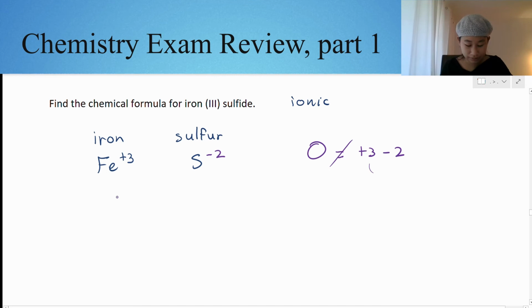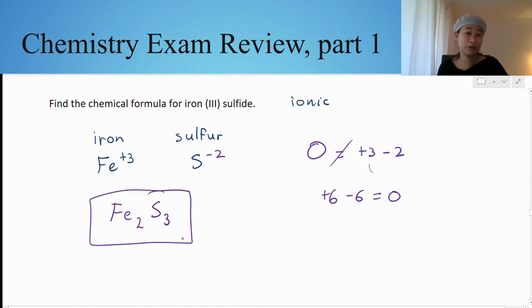Well, as it turns out, if we put 2 of these together, 2 irons plus 3 sulfurs, we have from iron, right, 2 +3s, that's +6. And then if we have 3 -2s, well, that's -6. So this is going to be the chemical formula for iron(III) sulfide.